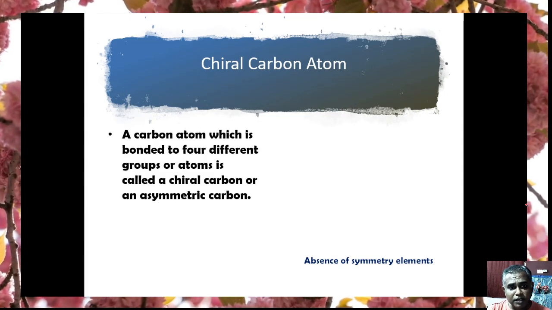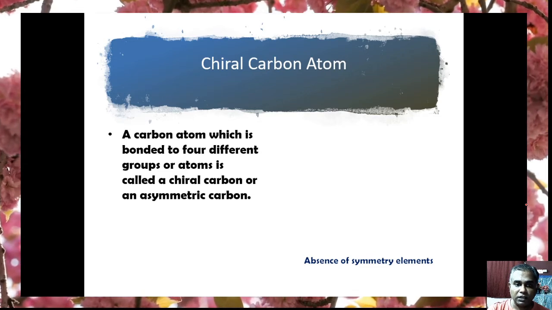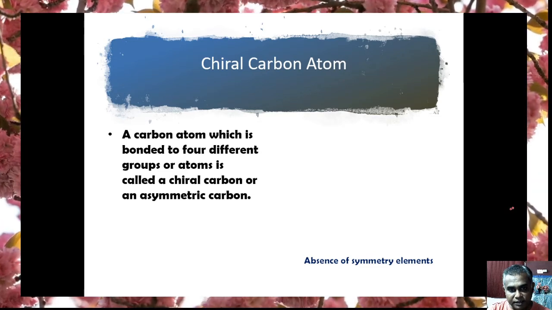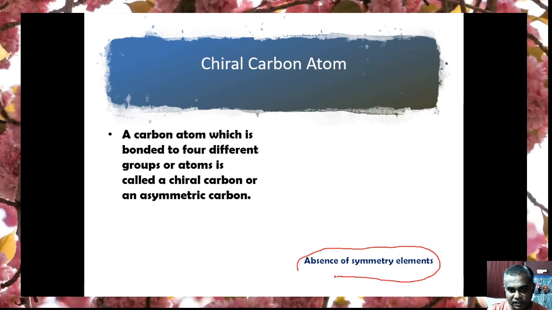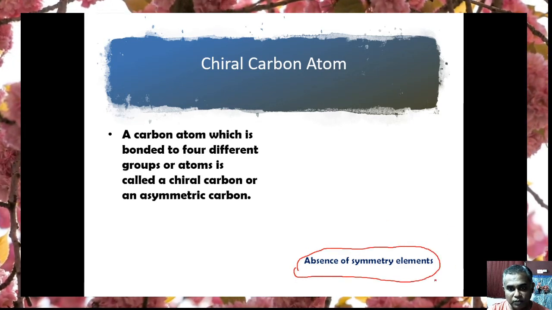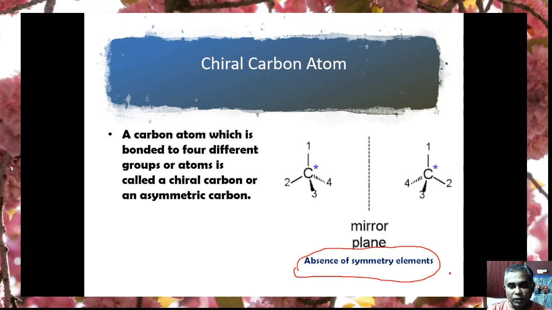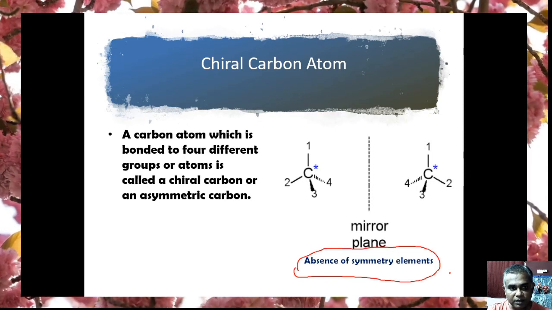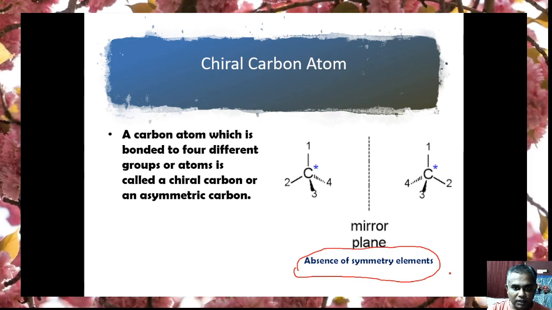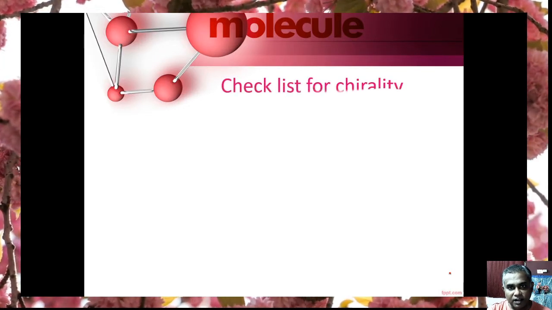A carbon atom which is bonded to 4 different groups or atoms is called a chiral carbon or an asymmetric carbon. And a very important condition apart from this is that the carbon or the molecule should be devoid of any symmetry element. If the molecule is devoid of any symmetry element, then we call that molecule an asymmetric molecule and the carbon an asymmetric carbon.